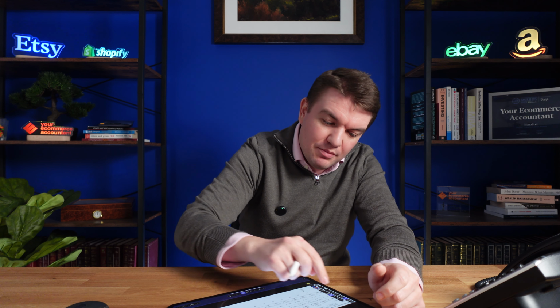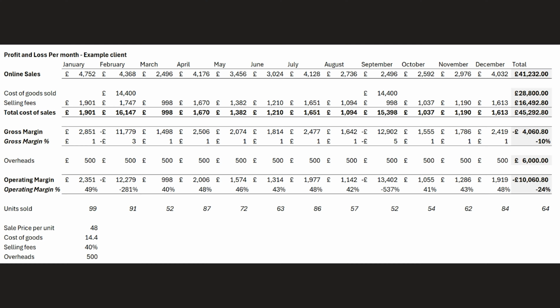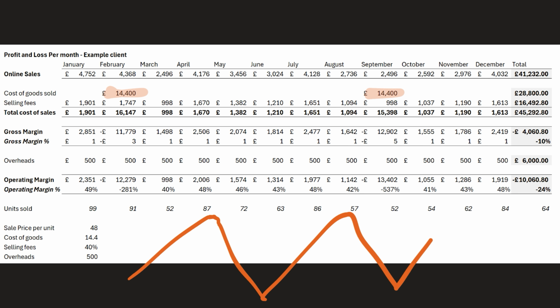So then let's look at, say, another business. And again, they've done the same thing. They've done 14K of stock, 14K of stock. And they're doing the yo-yo, is what I call it, where it's profit, loss, profit, loss, profit, loss. And they still don't know if they're making a profit or not.